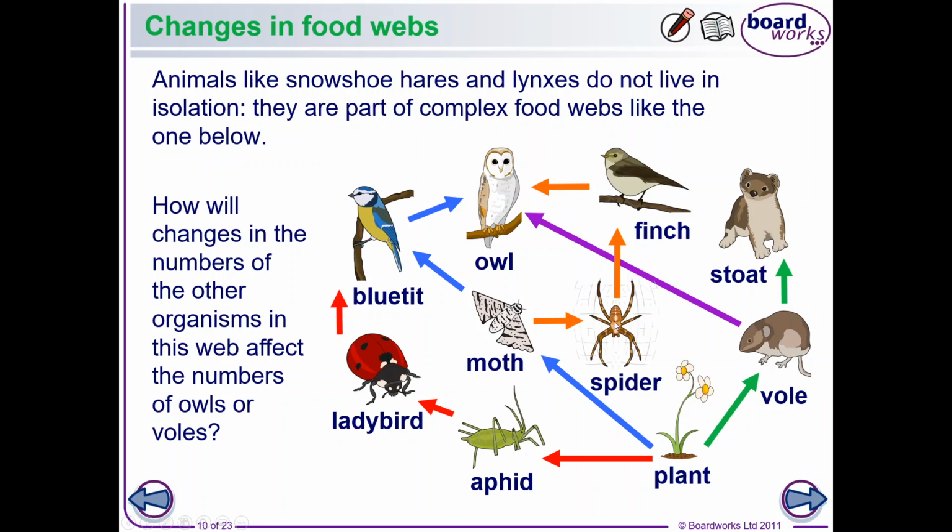But if there's fewer spiders, that means there's going to be more moths probably, because fewer of them will be eaten. If there's more moths, there might then be more blue tits because there's going to be more food for them as well. But if there's also more moths, there might potentially be less plants because more plants are being eaten. So just by changing one organism in the food web, that's going to have a big effect on the other organisms.